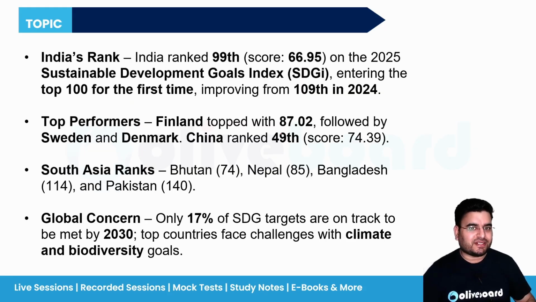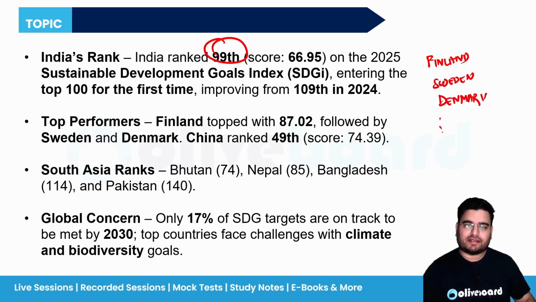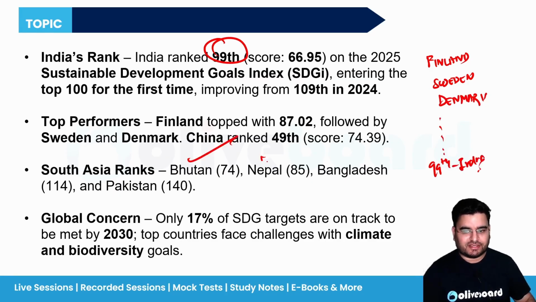But what is important? Rank of India. So India's rank is 99th. So number 1 is Finland. Okay, then Sweden, then Denmark, then at number 99th we have India. Bhutan is above us, Nepal is above us, so please remember this, the ranking.